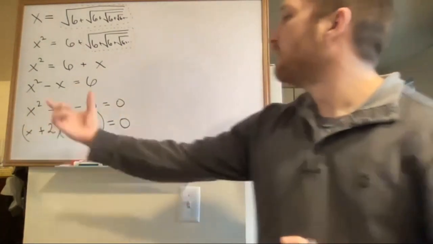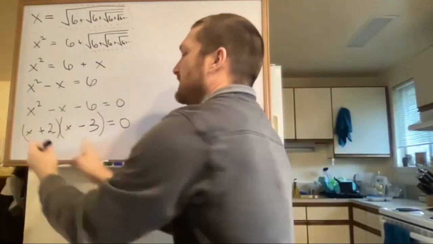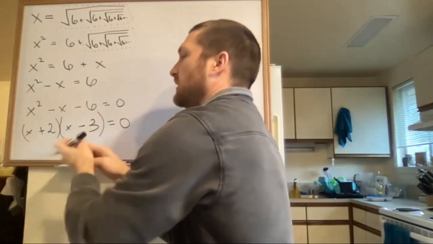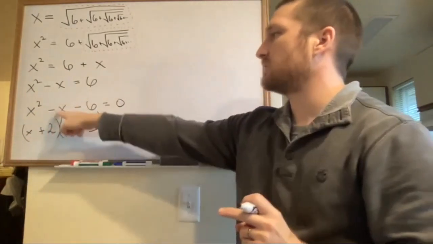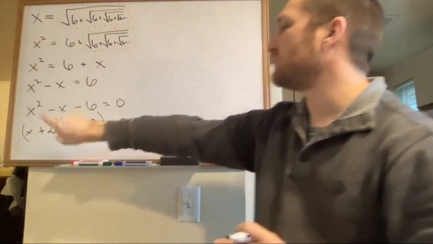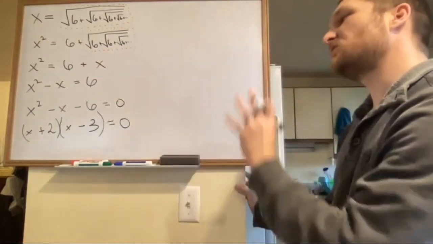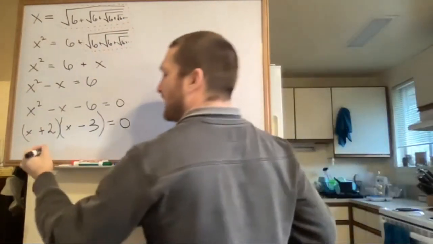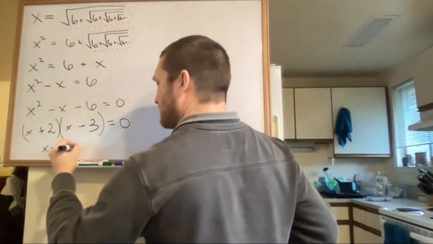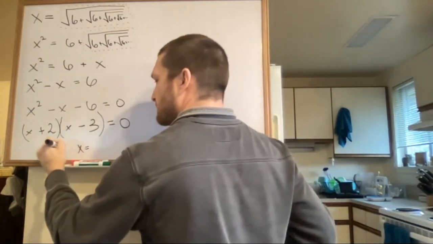Let's double check it. First gives me X squared. Outside is -3x. Inside is +2x. -3 +2 is a -1x. So that works out. Finally, we have our last, which is +2 times -3, which is a -6. So that works. That gives us 2 possibilities. X is equal to what, or X is equal to what? X is equal to -2, or X is equal to 3.